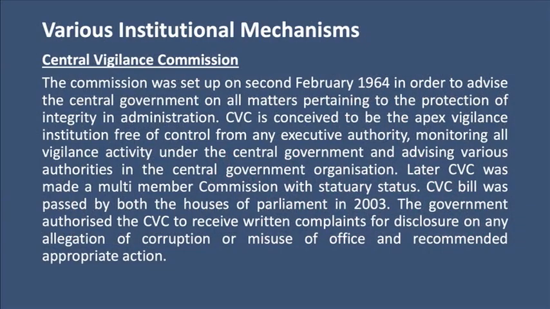Now students, coming over to the various institutional mechanisms designed to curb corruption in the country. First of all, Central Vigilance Commission. The commission was set up on 2nd February 1964 in order to advise the central government on all matters pertaining to the protection of integrity in administration. CVC is conceived to be the apex vigilance institution free of control from any executive authority, monitoring all vigilance activity under the central government and advising various authorities in the central government organization.